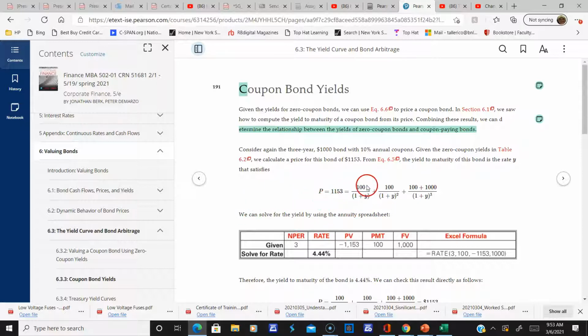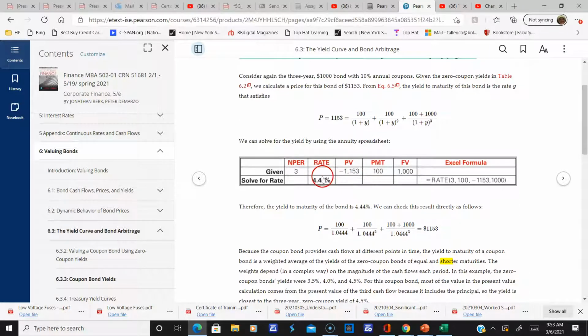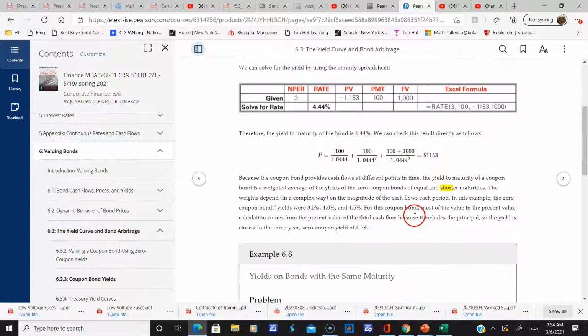So here is the yield to maturity, and we use Excel, and we come up with a yield to maturity of 4.44%. Therefore, the yield to maturity of the bond is 4.44%. We can check this result directly as follows: you pop this in here, and you see you come up with the price of $1,153.